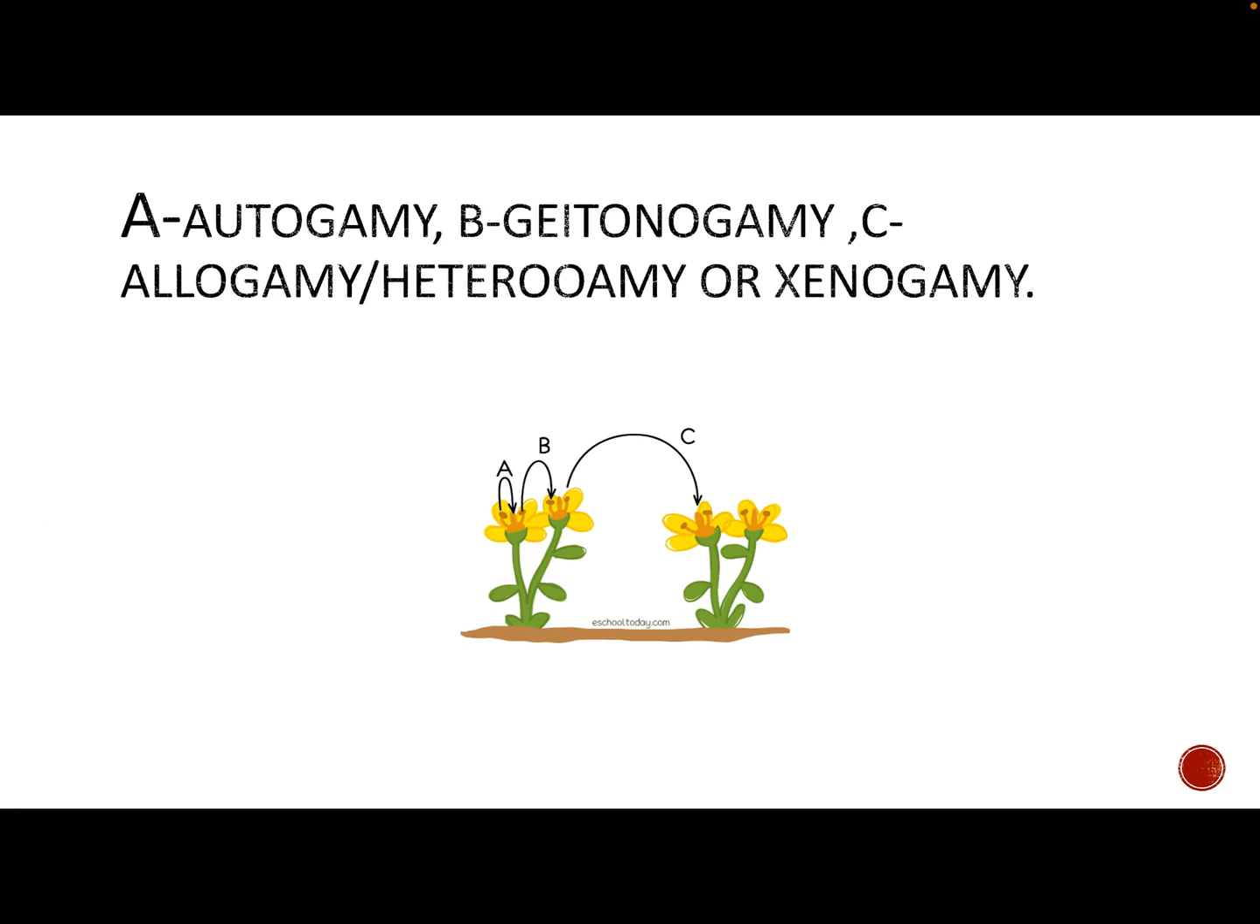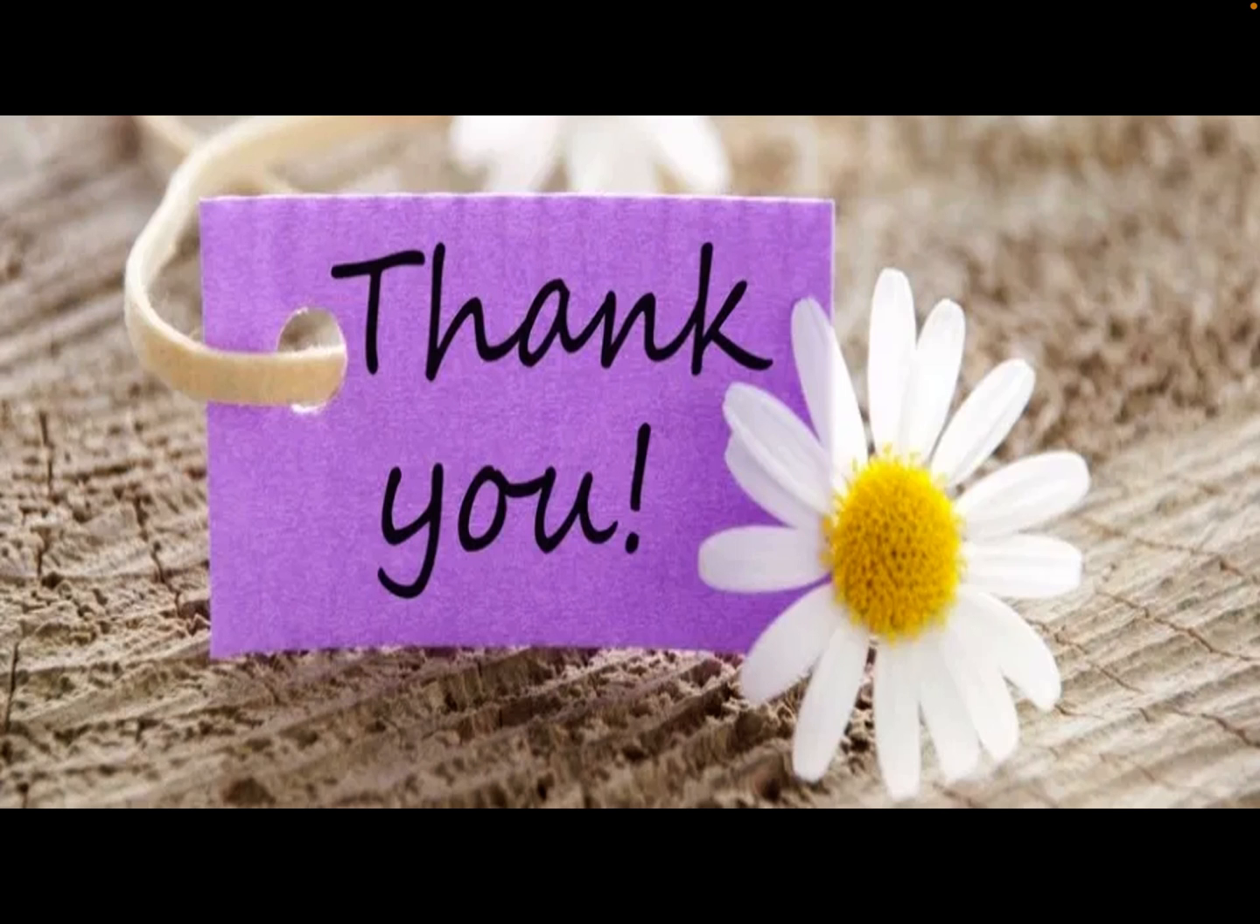Why? In A, the pollen is from the same flower. In B, the pollen is from another flower but the same plant. In C, the pollen is from a different plant. It's a cross pollination, but the species is the same. Please pay attention that the species is the same in both techniques. Species is not different, only the plant is different.